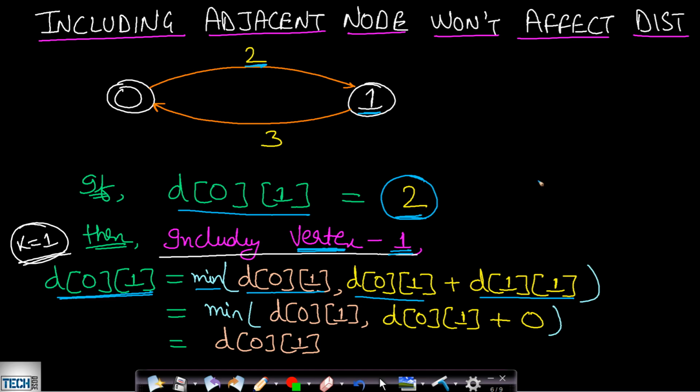So in this case you already know that when you do not have any negative edge weight cycle, the distance from the same node to the same node will always come out to be 0. So d of 1 to 1 will be 0. So this is as good as saying the minimum of the distance from 0 to 1 comma the distance of 0 to 1. So this is basically the same. So the distance values will not get updated. This is the proof for that. Therefore you can see that including an adjacent node won't affect the distance values for the adjacent vertices. So this is one important point while solving this algorithm.